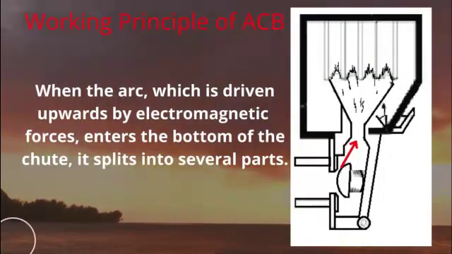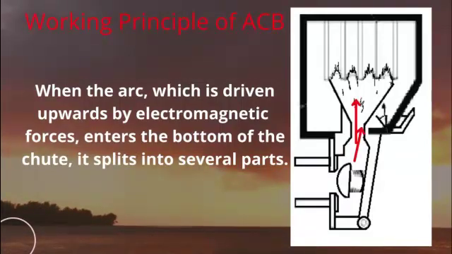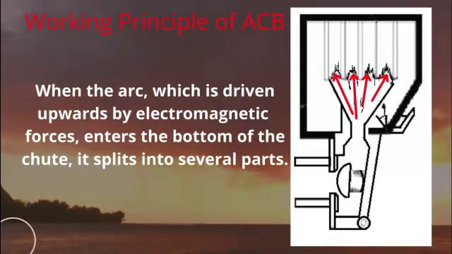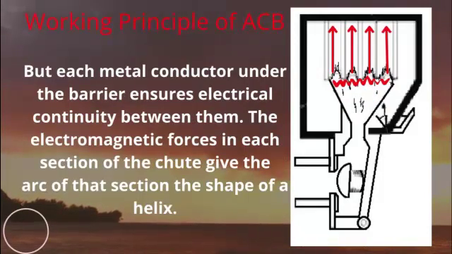The arc, which is driven upwards by electromagnetic forces, enters the bottom of the chute. It splits into several parts. But each metal conductor under the barrier ensures electrical continuity between them. The electromagnetic forces in each section of the chute give the arc of that section the shape of a helix.